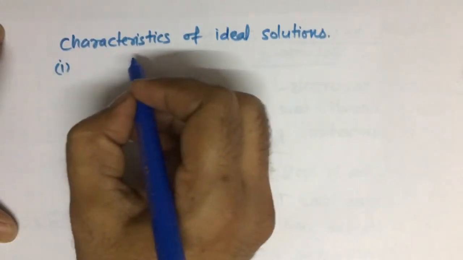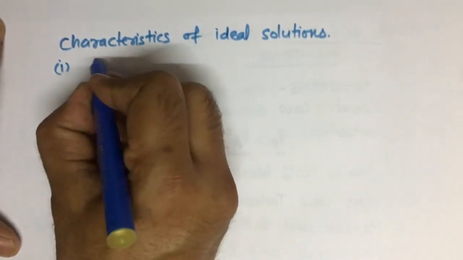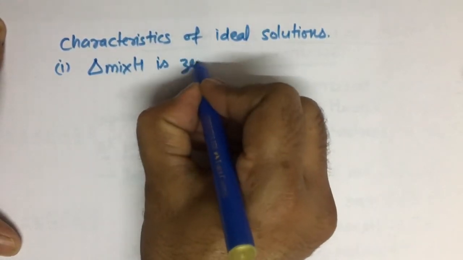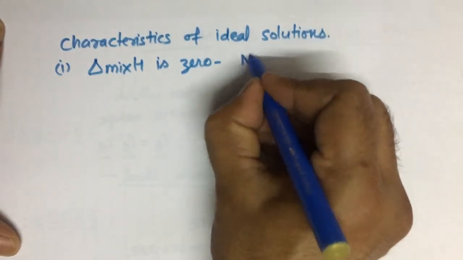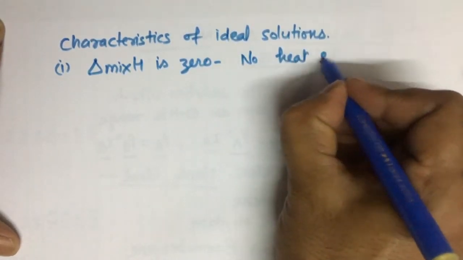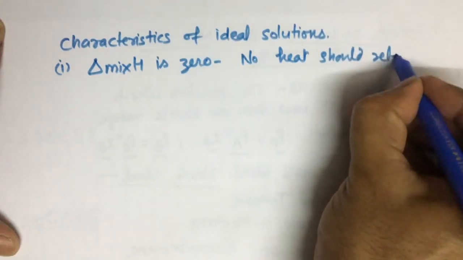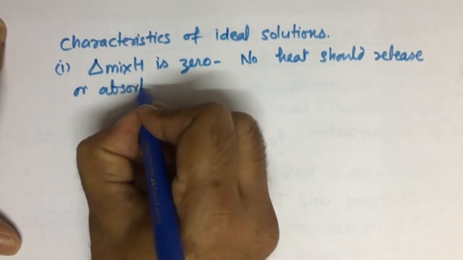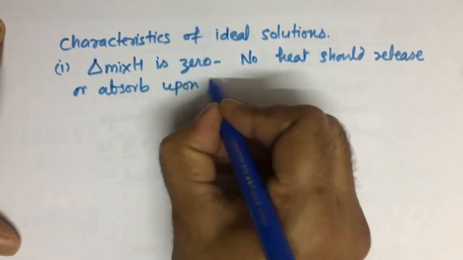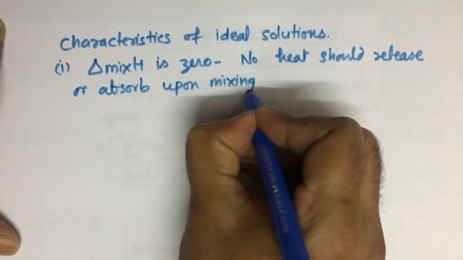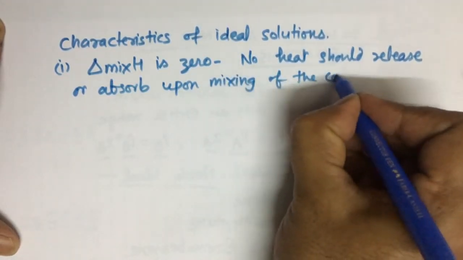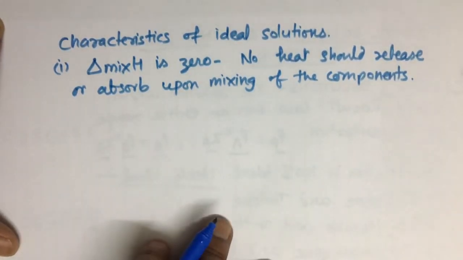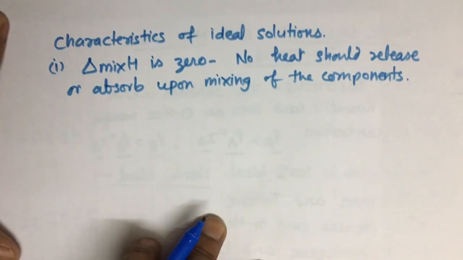Characteristics of ideal solutions. First is enthalpy of mixing is 0. Delta mixing H is 0. This means no heat should release or absorb upon mixing of the components. We have cited the example of benzene and toluene.